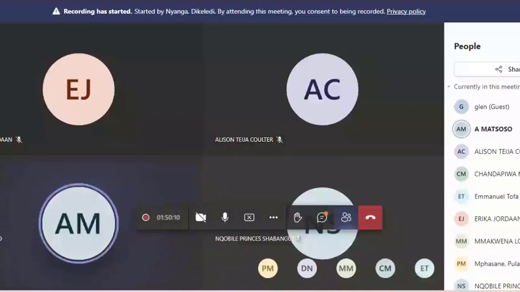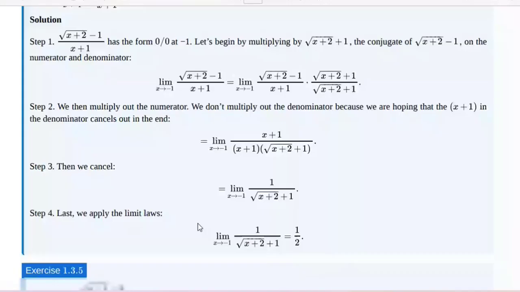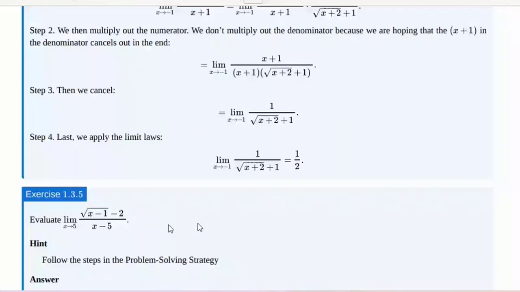Okay, the next exercise, all of us are going to work it out, but you will be the first to give us an answer. Is that okay? No problem, sir. Okay, thank you. Let's evaluate this limit: the limit of the square root of x minus 1 minus 2, all over x minus 5, as x approaches 5.